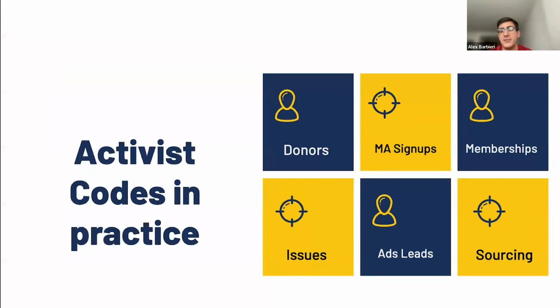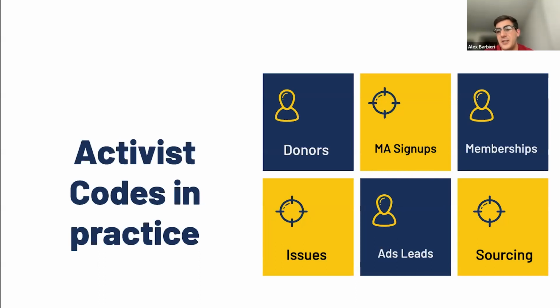To give you a couple of examples, if we go to the next slide, in practice, activist codes can be things like donor. You can tag somebody that is a donor and be able to pull a universe of folks that have donated based on that single tag. MA signups is Mobilize America. If somebody signs up for an event online, you can tag them with an activist code so that you know they signed up via Mobilize America.